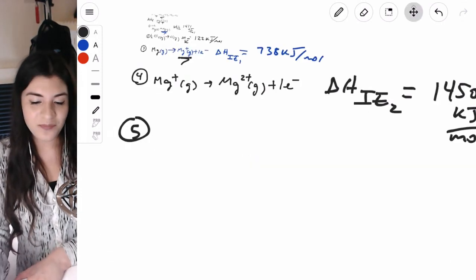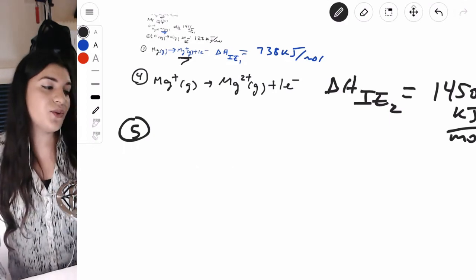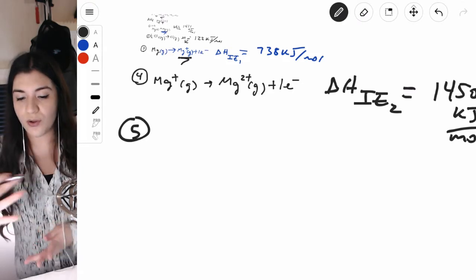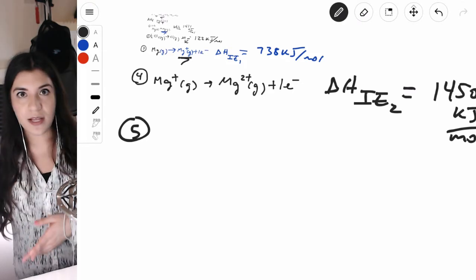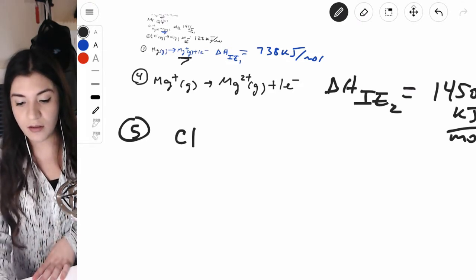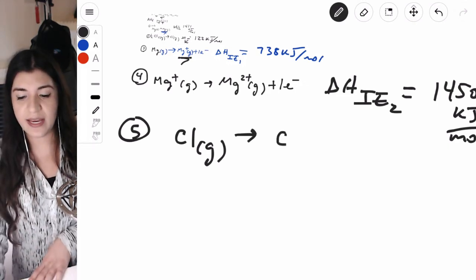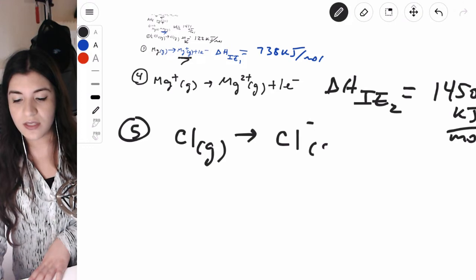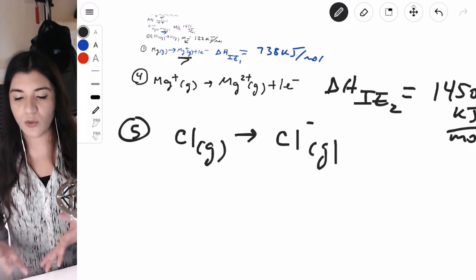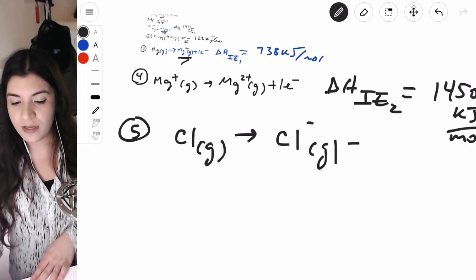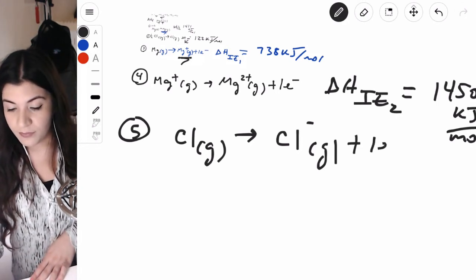And then now with this one, I have to do the electron affinity. So electron affinity is going to take place with our chlorine. So the chlorine that we left off with was Cl in its gas form. Now I have to make this into a negative charge. So since there's only going to be 1, because this only has a -1 charge, and then I'm going to balance this out again and put 1 electron.